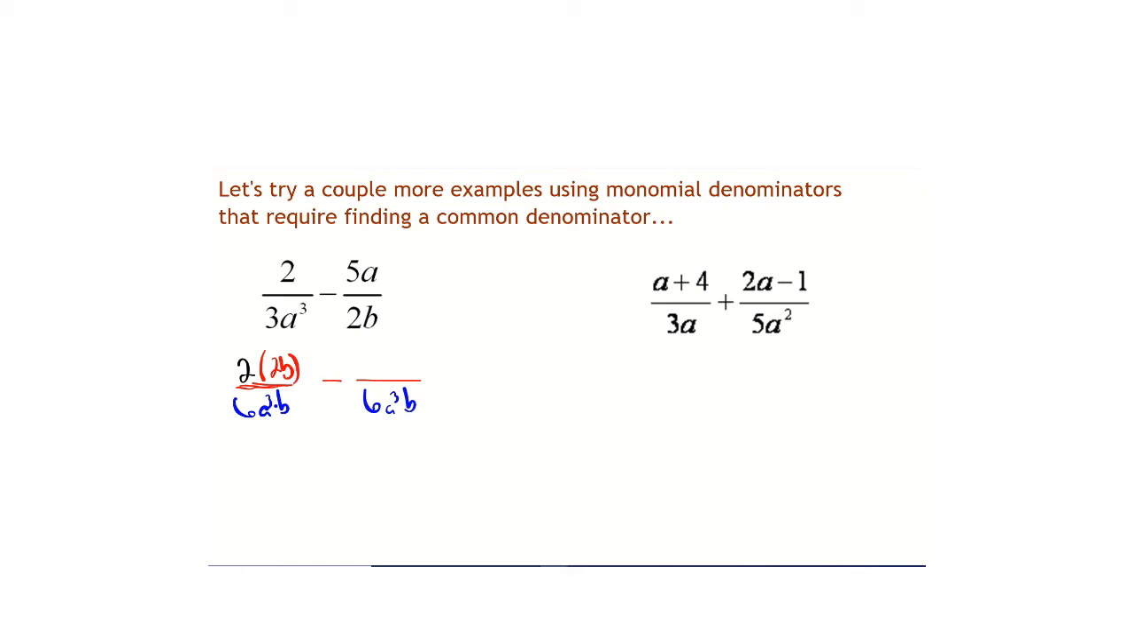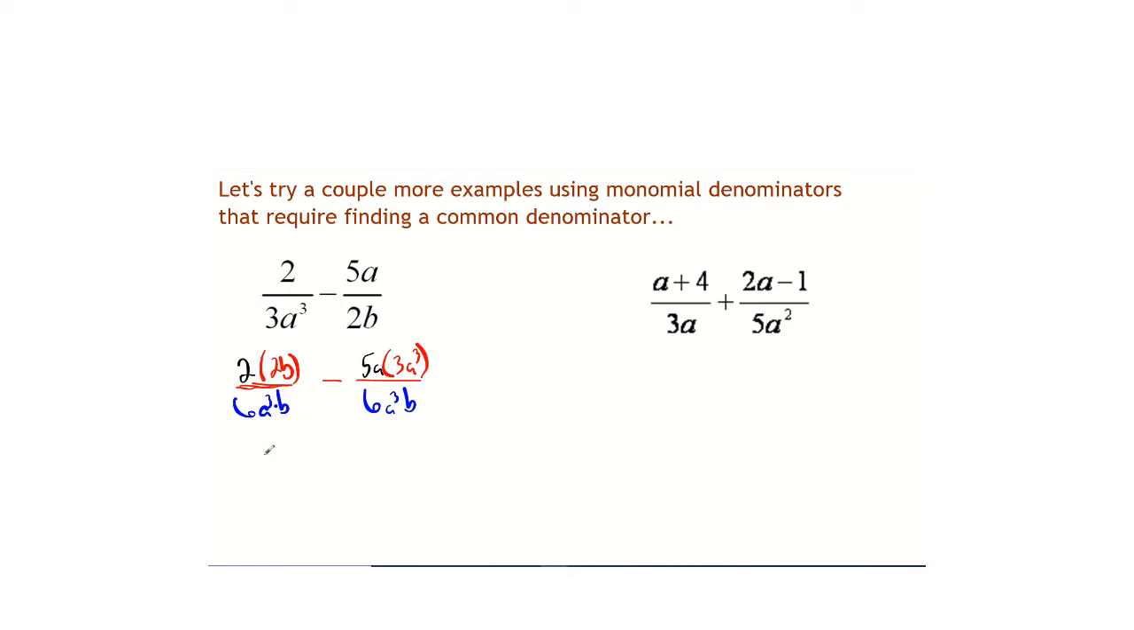So leave your 5a for now. And now I've got to figure out what I'm going to multiply this numerator by. I have 2b, and I need it to become this. So I've got to multiply by 3. 2 times 3 would get me my 6. I don't have any a's at all here, so I'm going to have to multiply by a cubed. I have b, and I want b, so that's good. So that's what I'd have to multiply that denominator by to turn it into my new least common denominator.